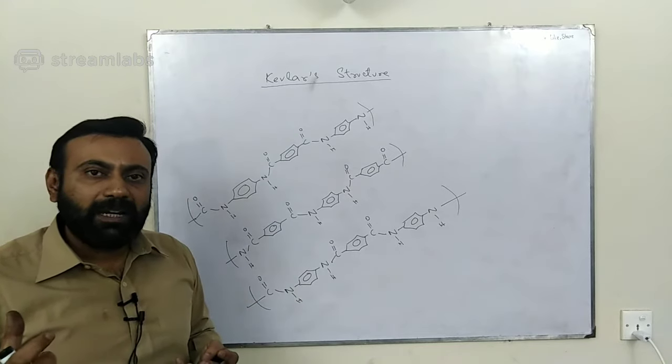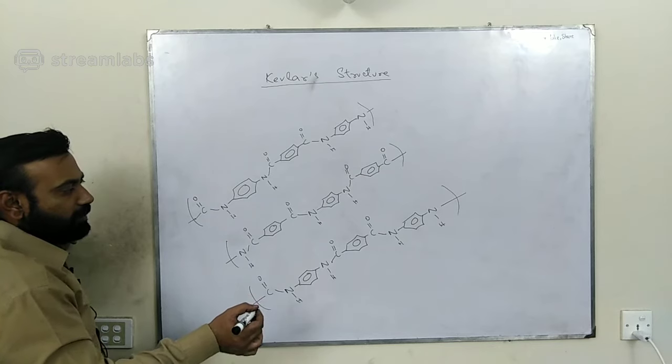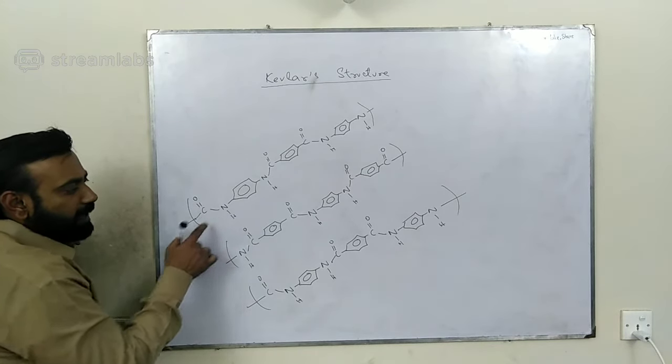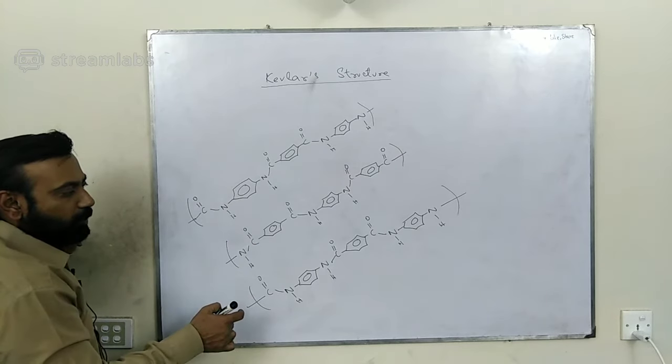And why is this parallel arrangement possible? This is possible because of the formation of hydrogen bonds between these groups. This NH group is a highly polar bond. This C double bond O, this group is a highly polar bond.